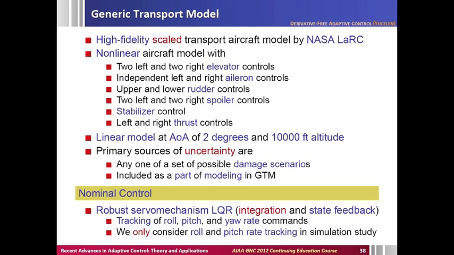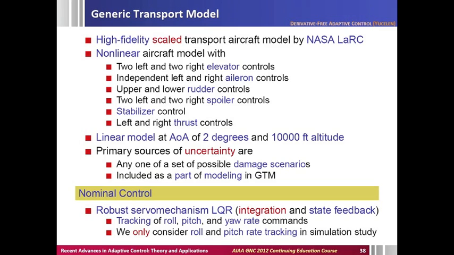Now, after all these simple examples, let's look at a high fidelity model. This model was developed by NASA Langley Research Center, and it is a really high fidelity generic transport aircraft model. Basically, a nonlinear aircraft is modeled. It has two left, two right elevator controls, aileron, rudder, spoiler, stabilizer, and thrust controllers. And in order to get the model that we know, to design the reference system, we linearize that model at an angle of attack of 2 degrees and 10 feet altitude.